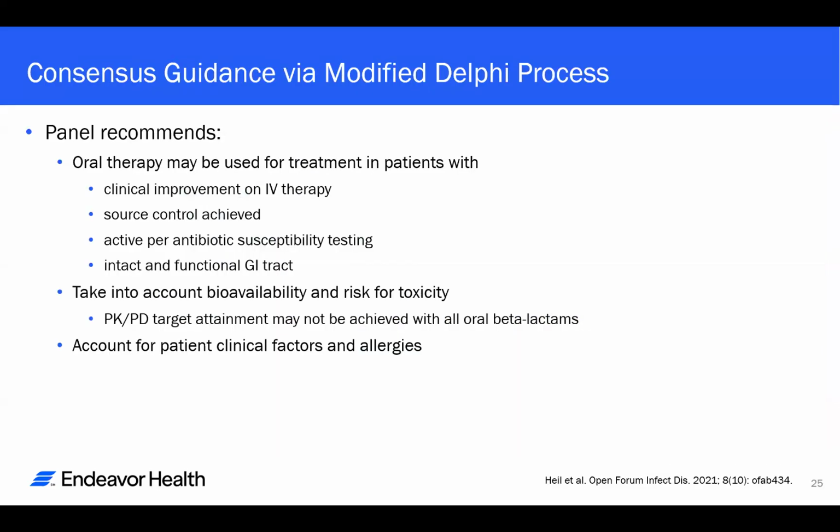Okay, so from that group that gave us the guidance consensus, they did say in 2021 that oral therapy could be considered if we had clinical improvement on IV therapy, source control was achieved, we had antibiotics that were active per the susceptibility data, and a functional GI tract. And then they did point out that PK/PD target attainment might not be possible with all oral beta-lactams, so it's something that we have to watch out for. And then we really have to account for patient clinical factors and allergies.